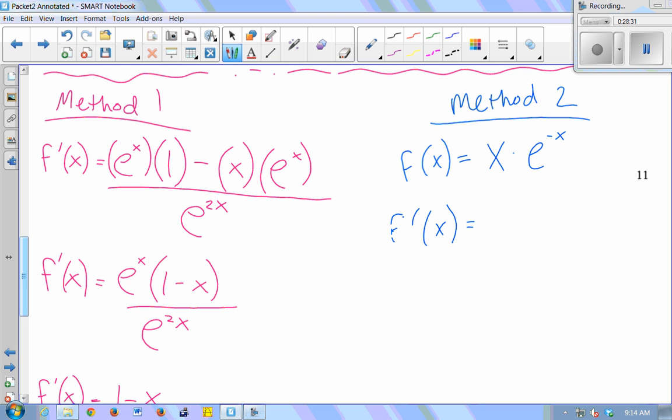So when I take f prime now, I get first times the derivative of the second. Ooh, what's the derivative of e to the negative x? Yeah, the derivative of e to the x is e to the x. We don't really know how to deal with that negative.